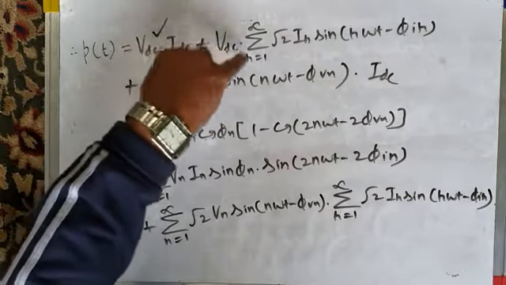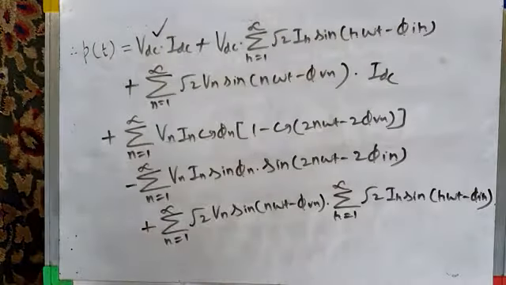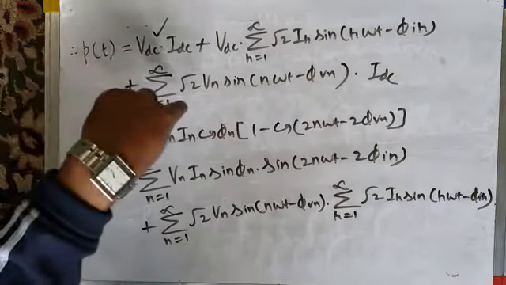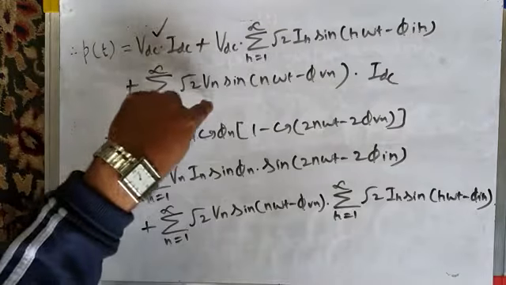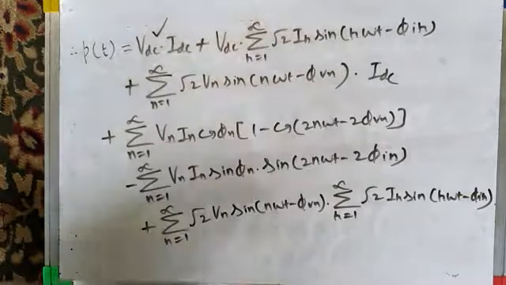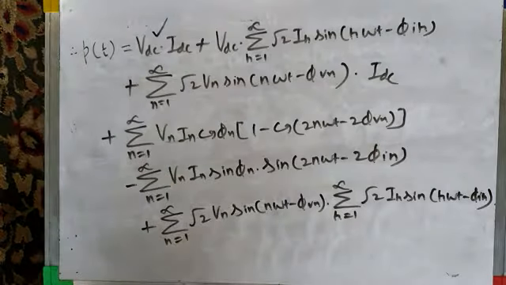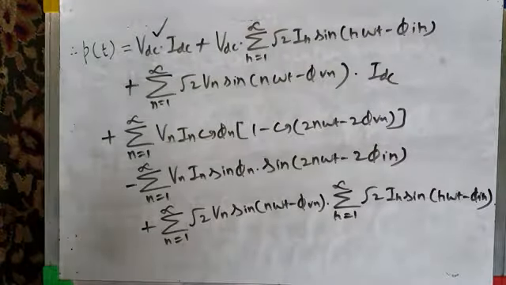The second term is the interaction of DC with AC, that is, voltage is DC but current is AC. The third power term is because of the interaction of AC voltage and DC current. This is AC voltage and this is DC current. And the fourth term of power is because of the interaction of AC voltage and AC current.